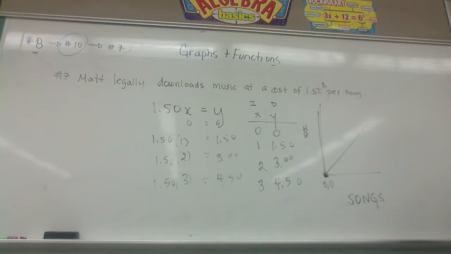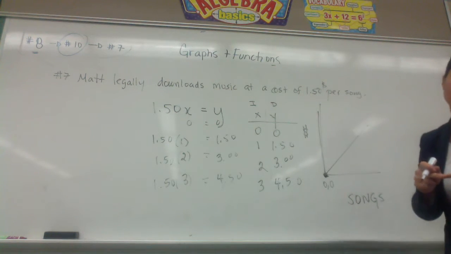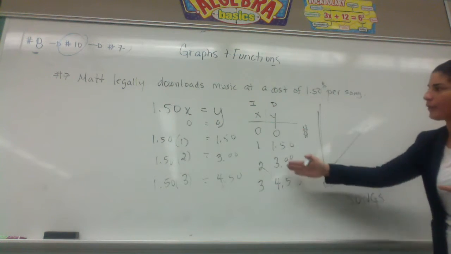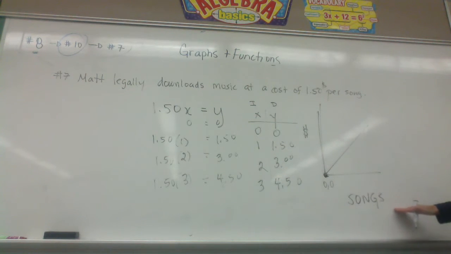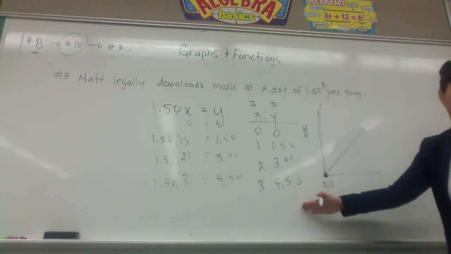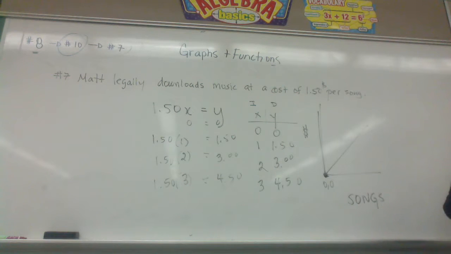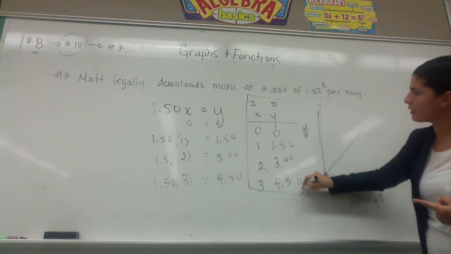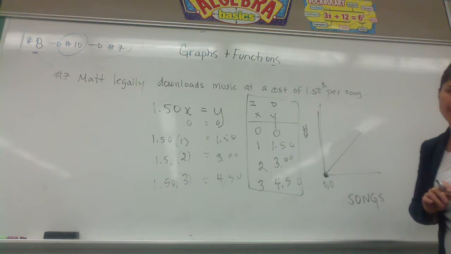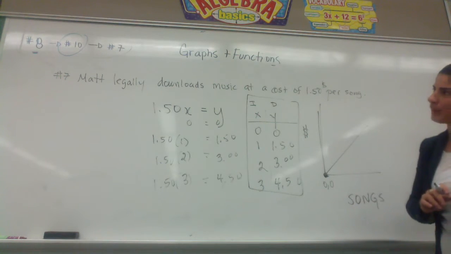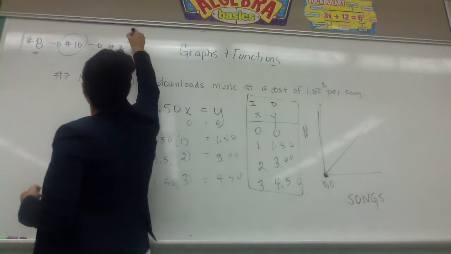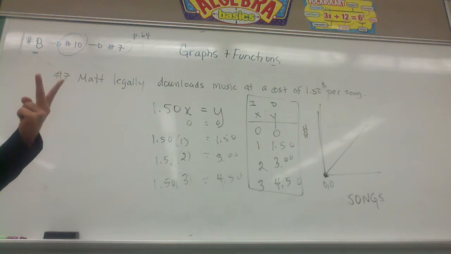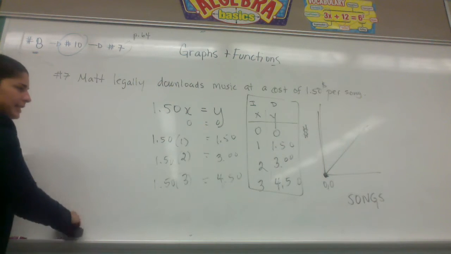And they ask you a couple of questions. So we've answered question A, the independent and the dependent. So we've answered question A saying that the independent are the songs and the dependent is the cost of the songs. We've answered question B, which asks us to create a table of values. This is all on page 64. Okay, so number 7 is page 64. Then they ask you 2 questions, and that's questions C and D.